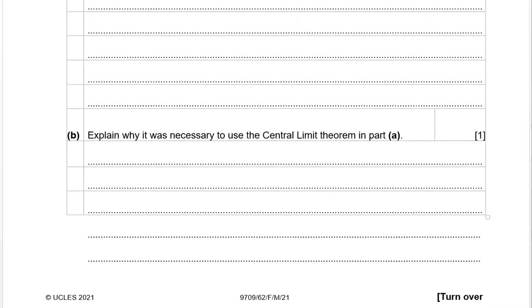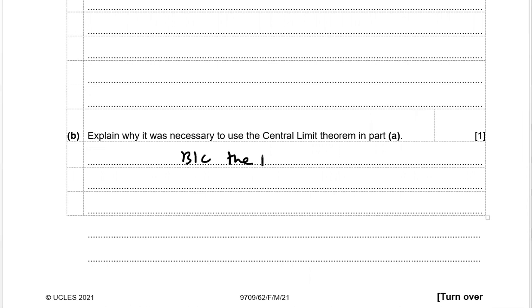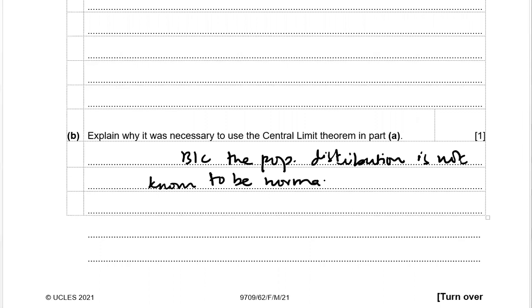Explain why it was necessary to use the central limit theorem. It is necessary because the population distribution is not known to be normal, and the sample size is large. As we can see, n is greater than 30, so the central limit theorem applies.